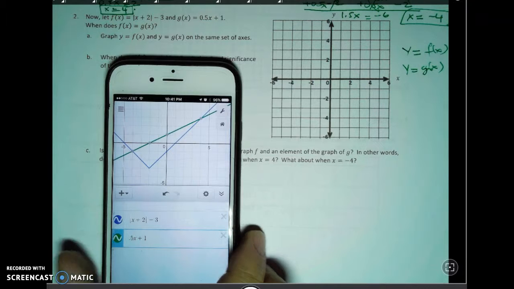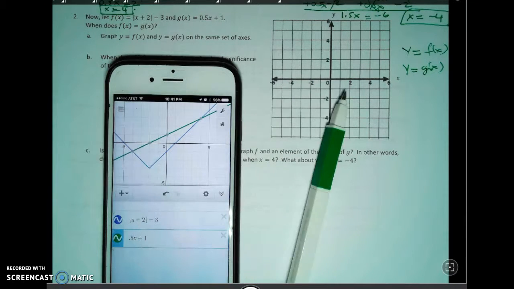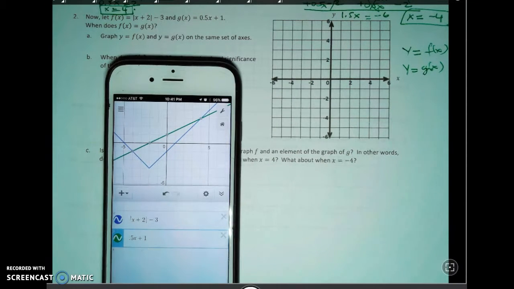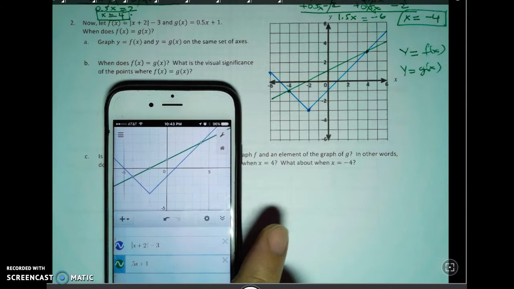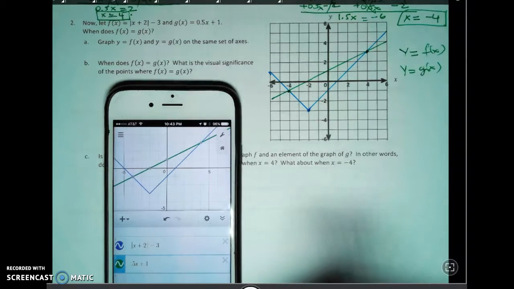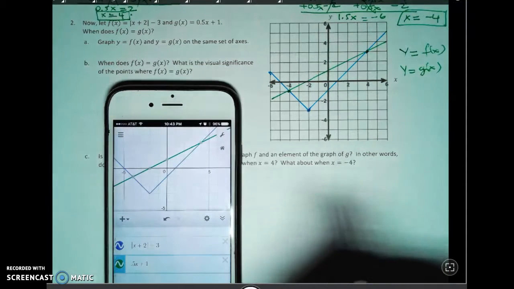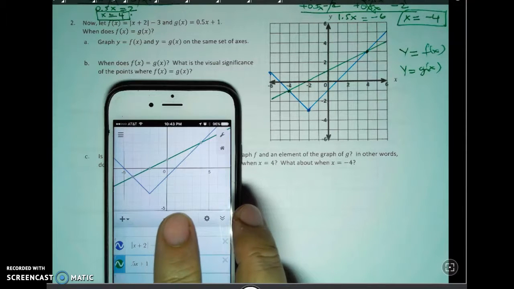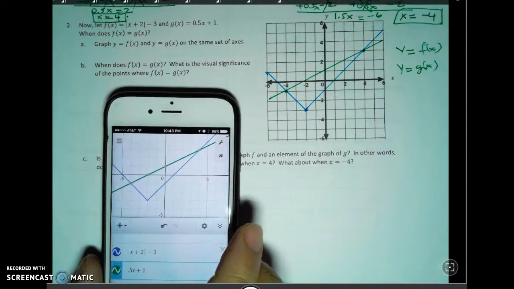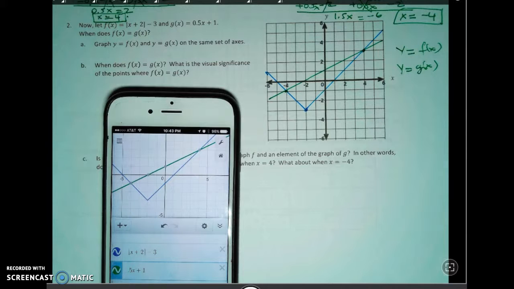Now that we found this, we can put that on our graph on the paper. So I just drew them on the graph as well. Question B says, when does f of x equal g of x? So what is it at the intersection point? What is the visual significance of the points where f of x equals g of x?